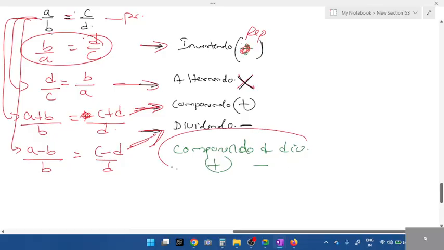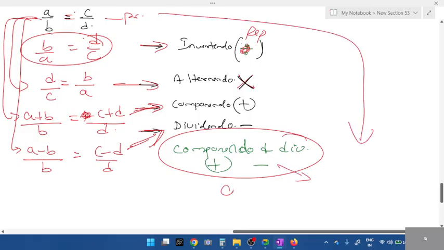So what is componendo and dividendo? You take this part of the question. A plus B, you add in the numerator. In the numerator you add, in the denominator you subtract. C plus D divided by C minus D. If you want, make a note or just go through, students. That's it. We are done with all the concepts. We'll start solving the questions.